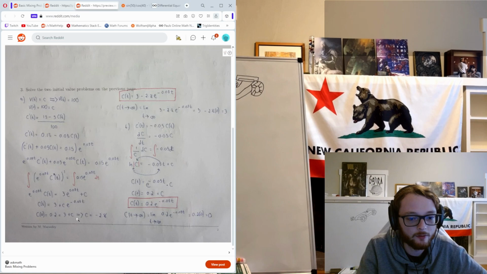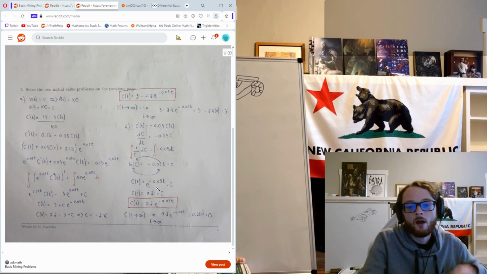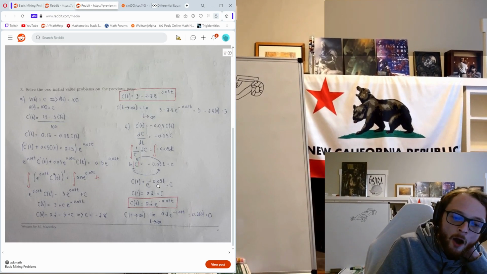I think I like their work here. C of 0 is equal to 0.2, which is equal to 3 plus C, which seems okay. So yeah, C is minus 2.8. Okay, that seems perfect. And then for B, this actually is separable. They might still do it the same way though, which is completely fine. No, they do separate it. Okay, I like this answer too.